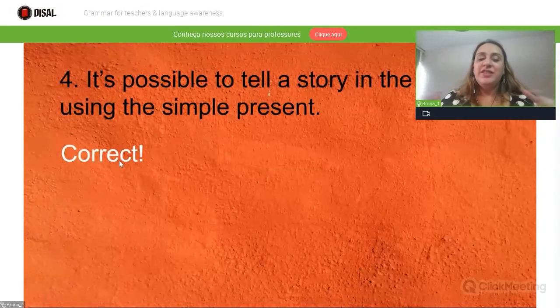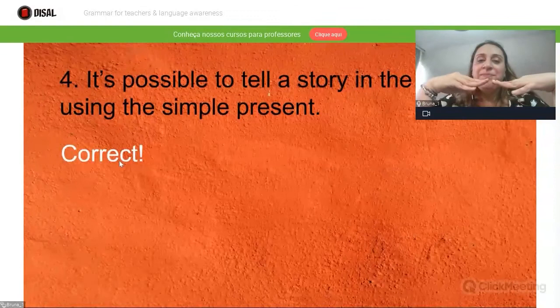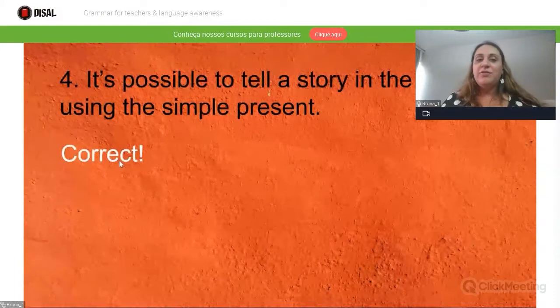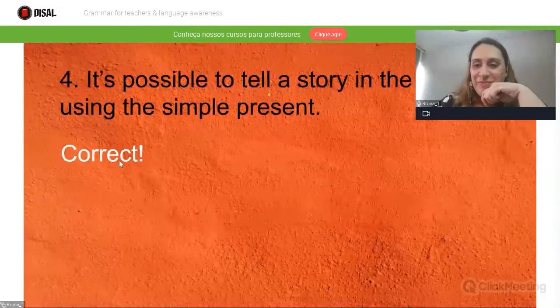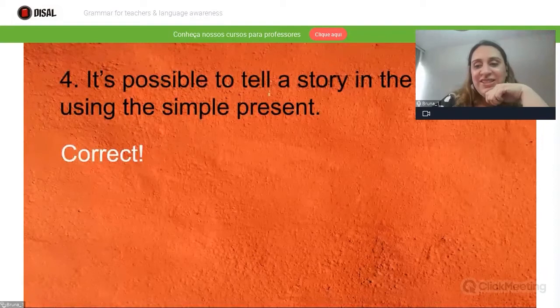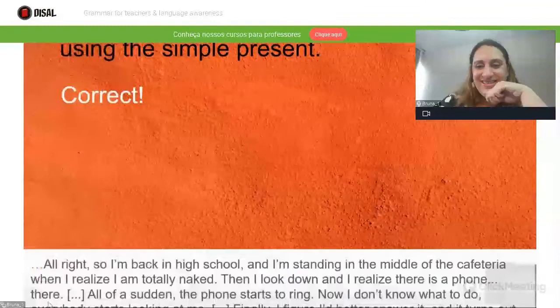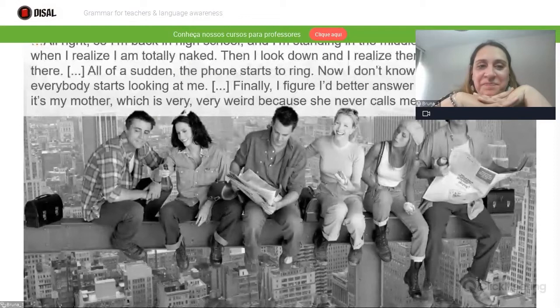So this is how we use it. Sometimes we're talking about the past, but we're using the simple present. So this is something interesting for us to think about. We're talking about something that happened in the past, but using a different tense or a different form to express this. Yes, context is everything. And then I will give you an example from Friends. If you take a look, I'll give you some time to read this example from Friends, please.